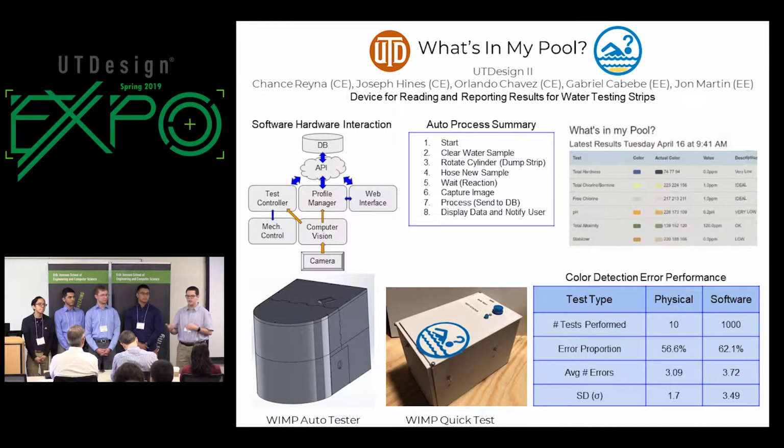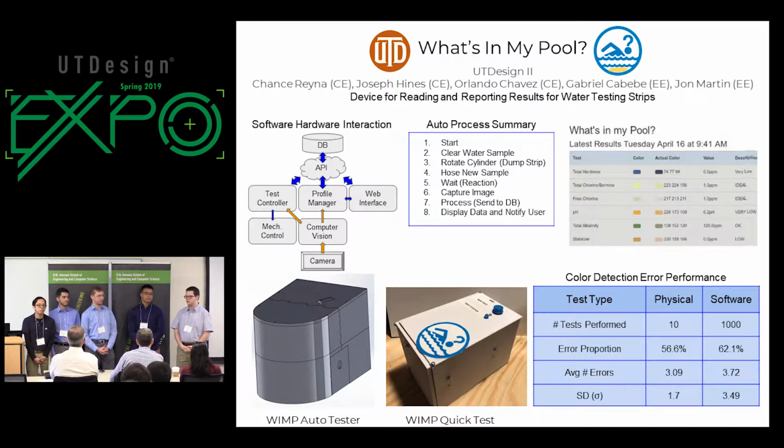So what we have created is a system using a Raspberry Pi and a Raspberry Pi camera in a controlled lighting environment that can read these test strips, report them to a web interface for the user to understand, and then from there the user can take corrective action depending on the chemical results. To talk a little bit more about our solution and results, I'm going to hand it off to John.